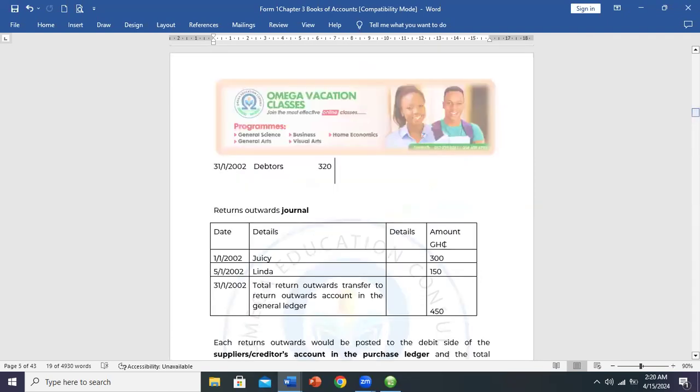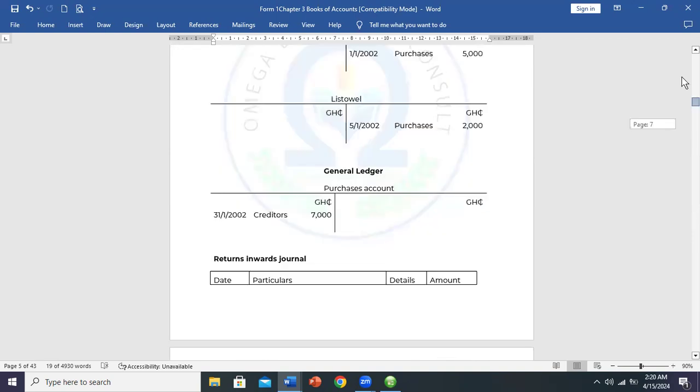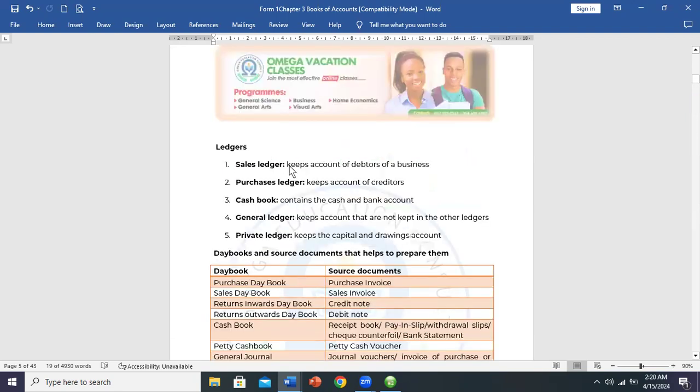So now let's familiarize ourselves with the ledgers in which we are going to post these entries in the day books. So a quick review of the ledgers. We said we have five ledgers. The first one is the sales ledger, and that ledger keeps account of debtors, while the purchases ledger keeps account of creditors.